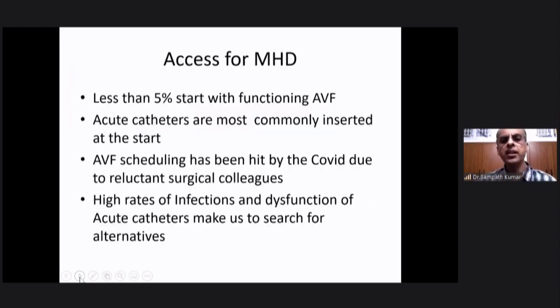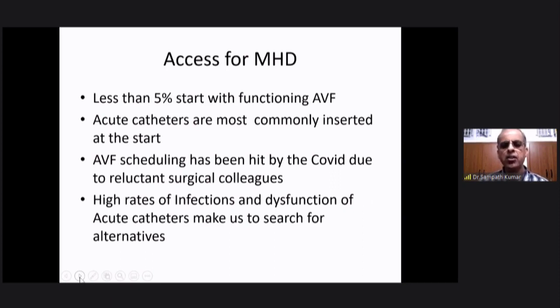As for access for maintenance hemodialysis, it is a common experience that less than 5% of our patients start with a functioning AV fistula when we put them on maintenance hemodialysis. And acutely, non-tunneled catheters are most commonly inserted at the start of MHD. The AV fistula scheduling has been really hit hard by COVID due to reluctant surgical colleagues who think that AV fistula is not an emergency operation, it's an elective procedure. So we are left with the problems of access.